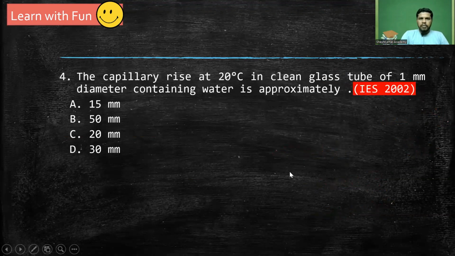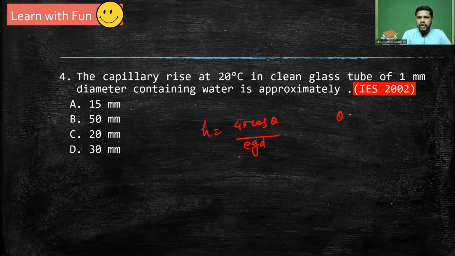Now the fourth one: the capillary rise at 20 degrees Celsius in a clean glass tube of 1 mm diameter containing water is approximately. We have to find out the capillary rise, that means how much the height increases as you dip the glass tube of diameter 1 mm inside the water. The formula is h equal to 4 sigma cos theta divided by rho g d. The value of theta is 0 for the glass and water interface, so cos 0 is 1.